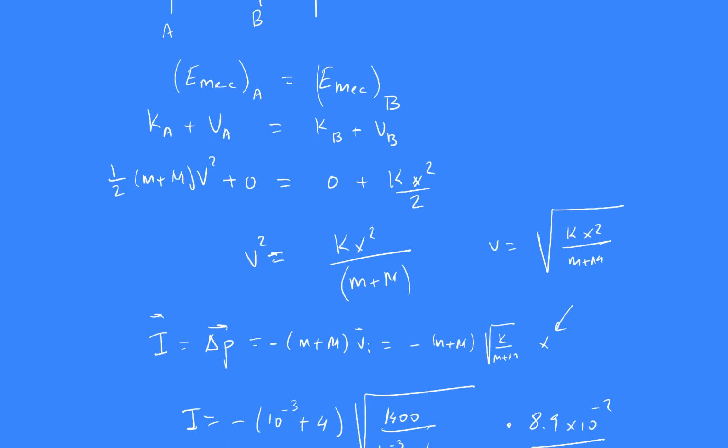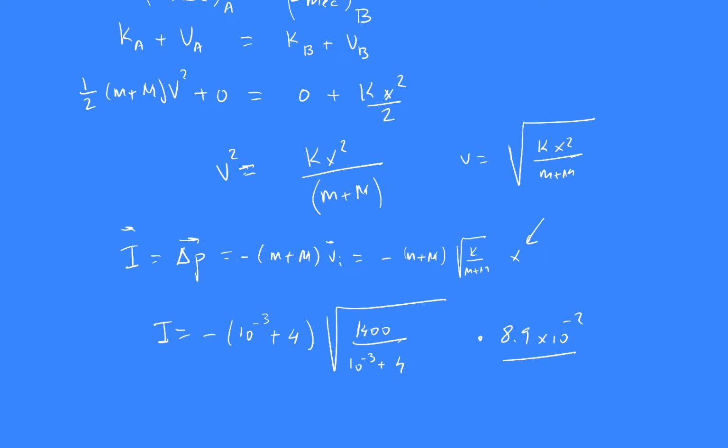So the kinetic energy will be 1/2 (m plus m) v squared plus potential energy 0. At the point B of maximum compression, the kinetic energy is 0 and the potential energy is K times the compression x squared divided by 2. So the 2 will cancel and v squared will be this amount. So this is the v initial, at the point A. This is the magnitude of v initial.